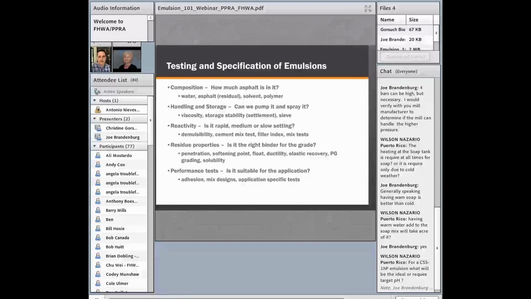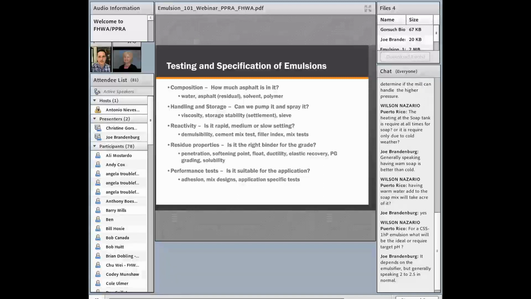So in terms of reactivity tests, these are tests that help us determine whether or not we've got the rapid, medium, or slow setting characteristics that we want. You know, we control reactivity in the emulsion by the choice of emulsifier and also by things like the dosage of emulsifier and the pH in the recipe. And we use tests like the demulsibility to characterize rapid setting emulsions. So in this test, you take your emulsion and you add a solution of an opposite charge to your emulsion and you stir it and you see basically how much breaks. So that's giving you a measure of the reactivity of the emulsion.